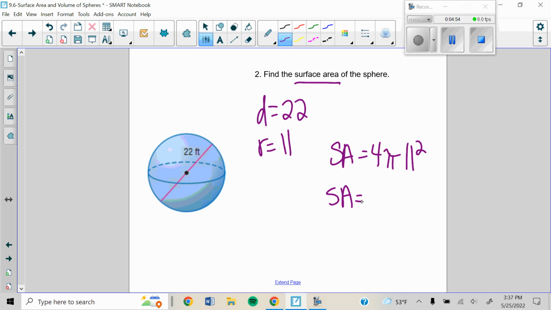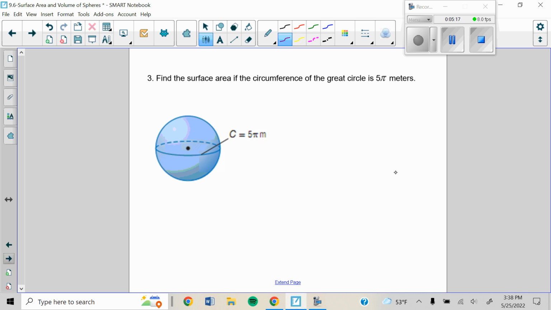Go ahead and take a moment to type that into your calculator. Check it with your neighbor. Okay, so 1,520.5 feet squared. So those two, nice and short and sweet with that.